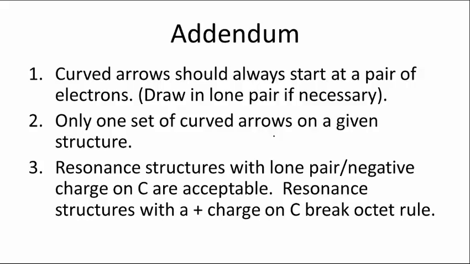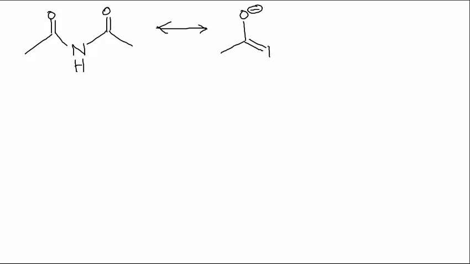Second thing I wanted to bring up is, I didn't make this clear the first time around, but only draw one set of curved arrows on a given structure. So if I give you, say, a structure like this, and I ask you to show the arrows to get to these 2 other resonance structures. So you could draw one resonance structure like this, or you could draw another resonance structure like this.